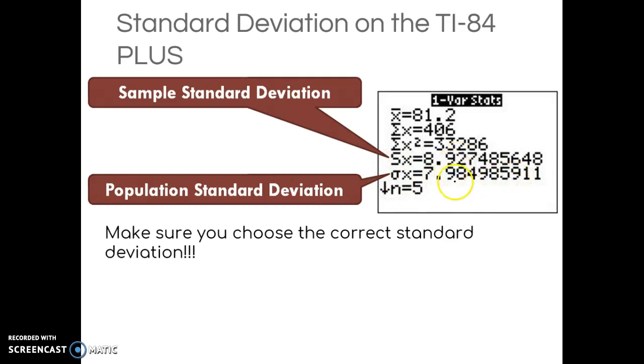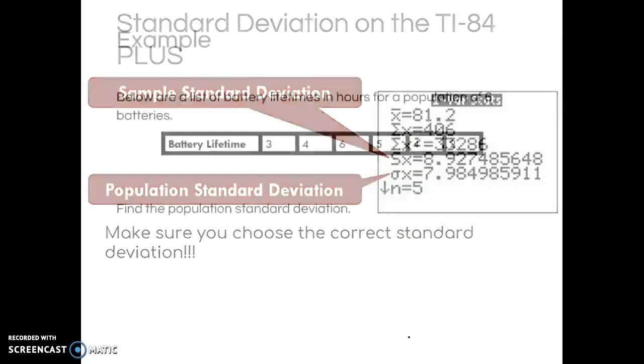So you notice the numbers are close. They're only one off from each other in this case, but they are different. So you want to make sure you choose the correct one. Know which one you're supposed to find. Know whether you're supposed to find the standard deviation for the sample or for the population. So make sure you choose the correct one.